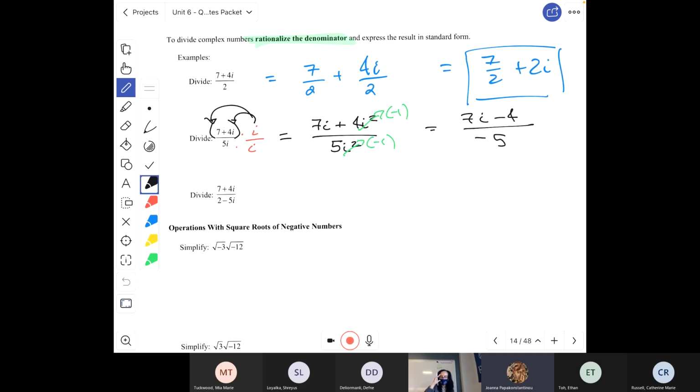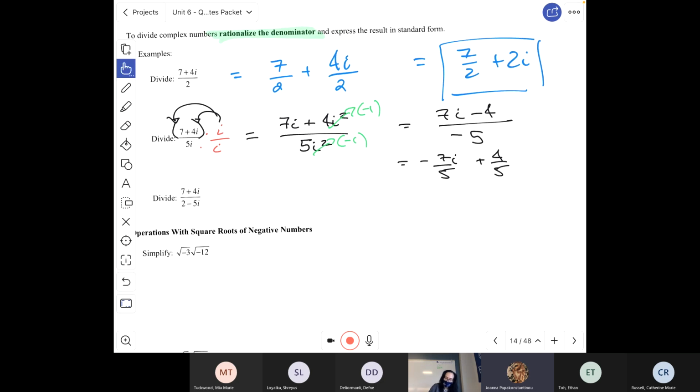Do I stop there? That's not in standard form. Standard form says I have to have a real part and I have to have an imaginary part. There's the imaginary part. There's the real part. Is that in standard form? No. No, I have to do more. A little bit more.